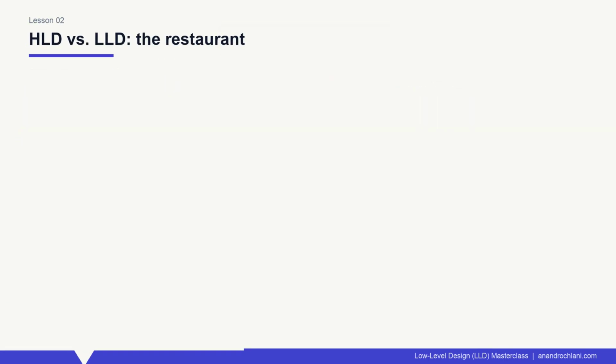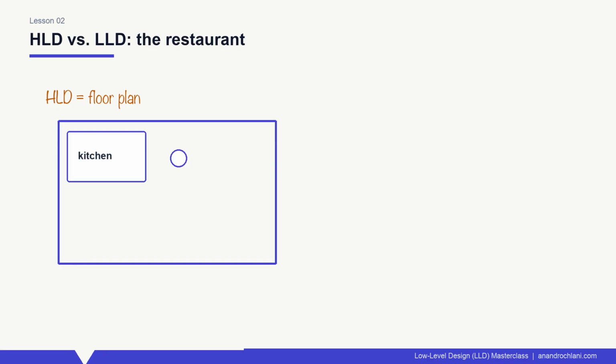Let's use a restaurant analogy. High level design is the restaurant floor plan. Where is the kitchen? Where are the tables? Where is the entrance? How does food flow from the kitchen to the table? This is about components and communication.